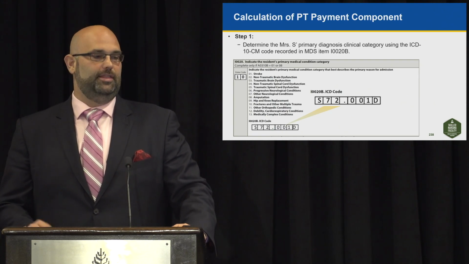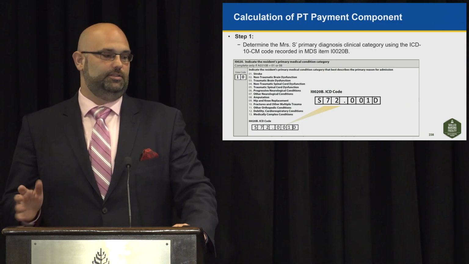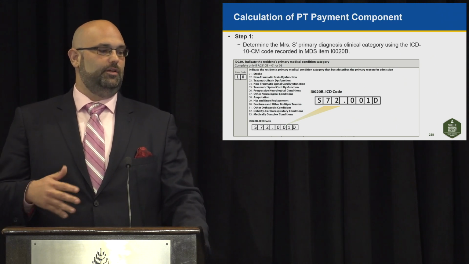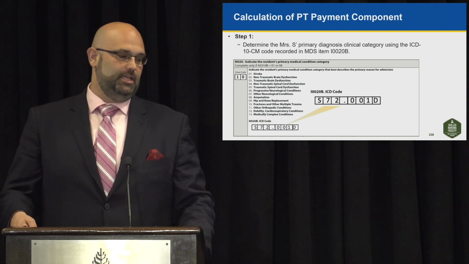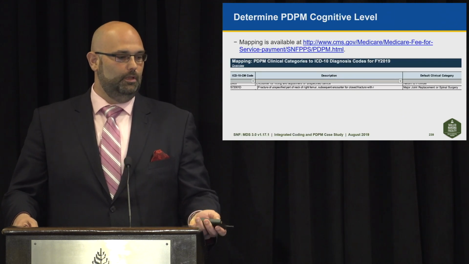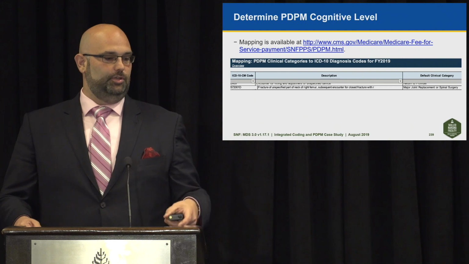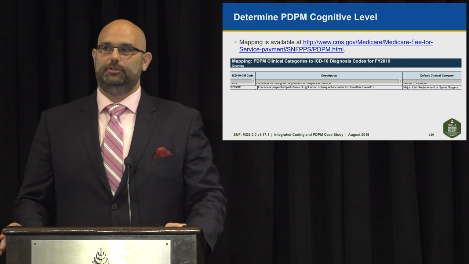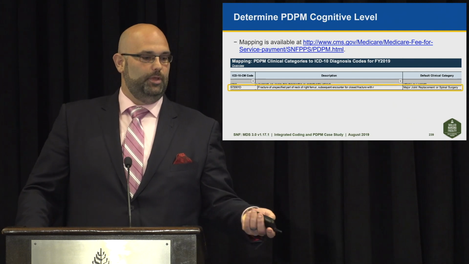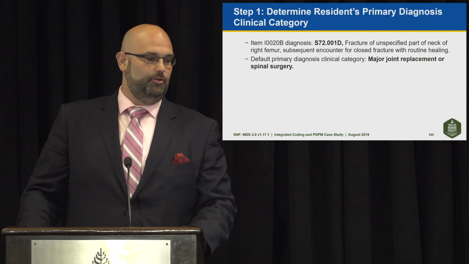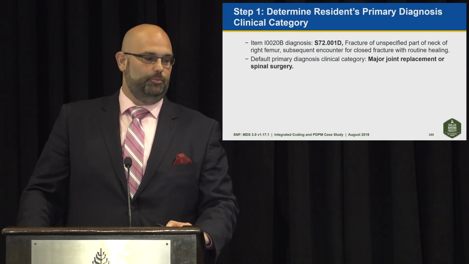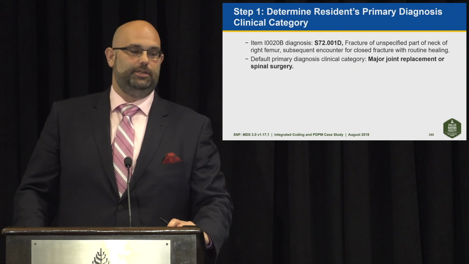The next step is the PT component, and where we start is with the clinical category, which starts with the primary diagnosis coded in I0020B. Jen already went through this in terms of the code, which was 10, and then the actual ICD-10 code, which was the S72.001D code. That code maps to the major joint replacement or spinal surgery group if you look in our ICD-10 mapping available on the PDPM website. So the default clinical category here is the major joint replacement or spinal surgery group based on that ICD-10 code.